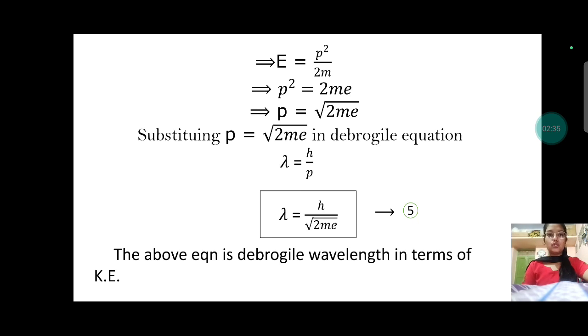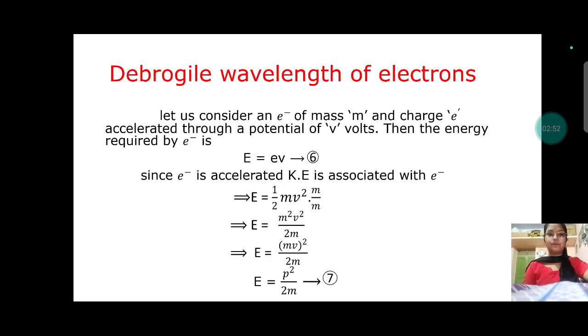Substituting p = √(2mE) in the de Broglie equation, λ = h/p, we get λ = h/√(2mE). Represent this as equation 5. The above equation is the de Broglie wavelength in terms of kinetic energy. De Broglie wavelength of electrons.